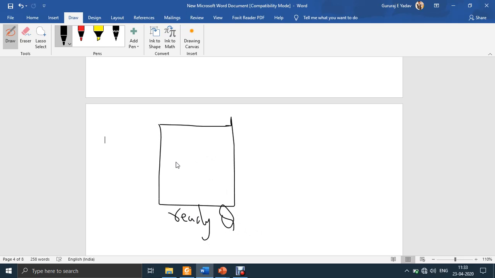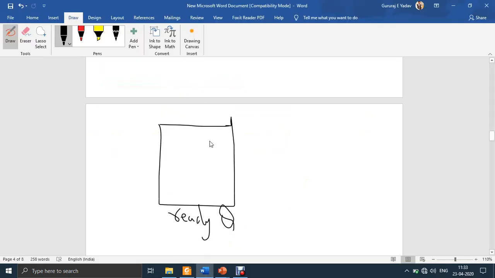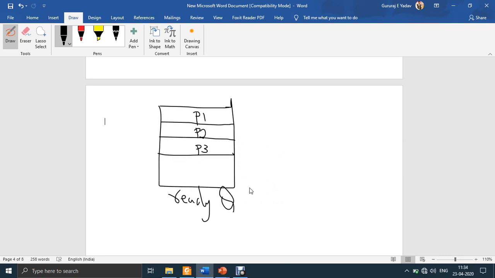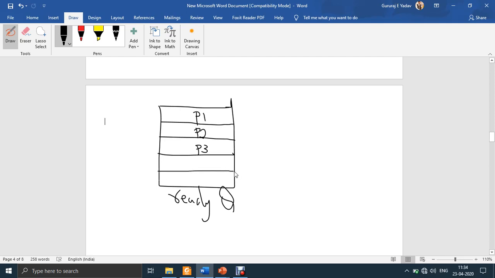This is a queue or a list that will be maintained by the OS. For this example, P1, P2 and P3 enter the ready queue simultaneously, at time 0. That is, before execution starts, they are already in the ready queue. After 2 milliseconds of the commencement of execution, one more process will enter, which is P4. So let's say P4 will come here.